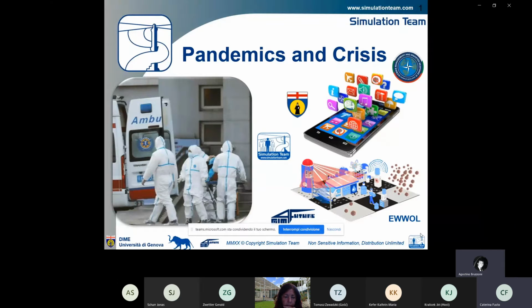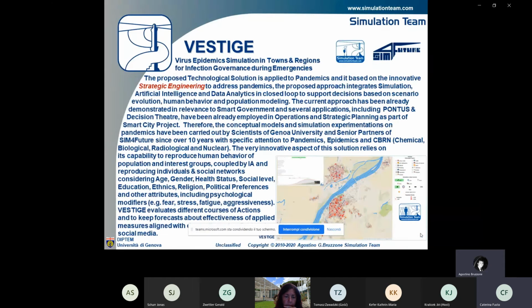We have, as a simulation team, different tools devoted to simulating epidemics and pandemics: Vestige, a virus epidemic simulation in town. We developed it; it is HLA compliant and was tested on several cases. It simulates the population behavior as well as countermeasures and epidemic dynamics and logic, and how it evolves. We simulate people by agents; it is an agent-based stochastic discrete event simulation.